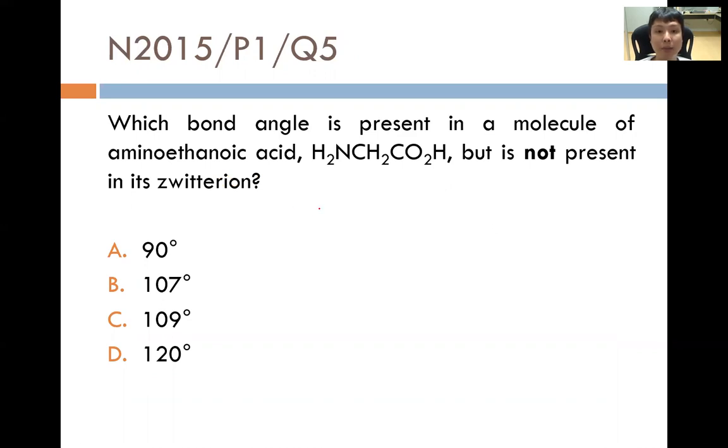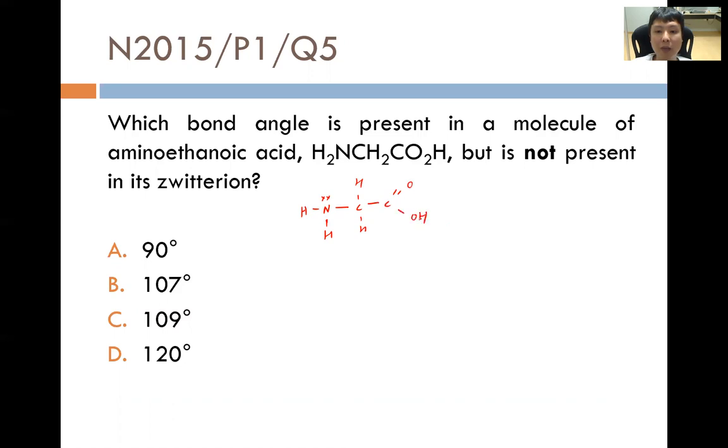Okay, so let's look at the H2NCH2COOH molecule first. If we were to draw the molecule out, it would roughly look like this. I'm just going to draw a 2D view, not the actual 3D view. There's a lone pair of electrons on nitrogen because it's in group 5, and then you have CH2, and then you have COOH.